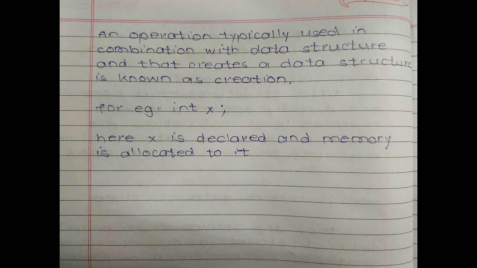An operation typically used in combination with data structure and that creates a data structure is known as creation. So creation operation is used for creating or declaring a memory allocated to a particular type. For example, integer x. Here x is declared and memory is allocated to it. So this is a normally used operation in a data structure.